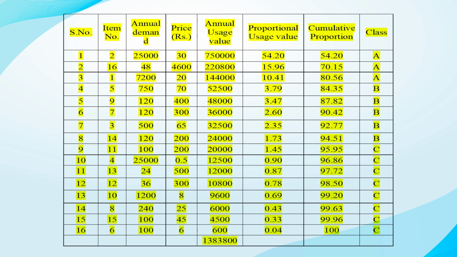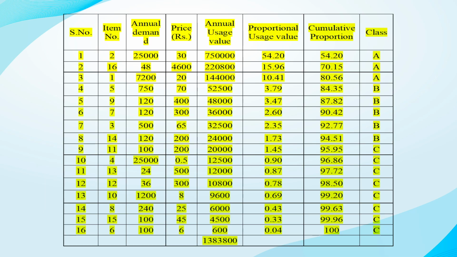And when we come to the cumulative proportion, for item number 2 it is the same, but then item number 16. So we have to club the annual values, the 7,50,000 and this 220800, and divide by the cumulative 1383800. It comes to 70.15%.